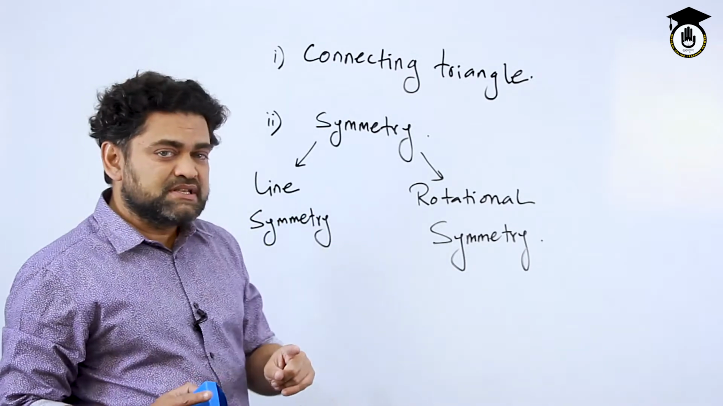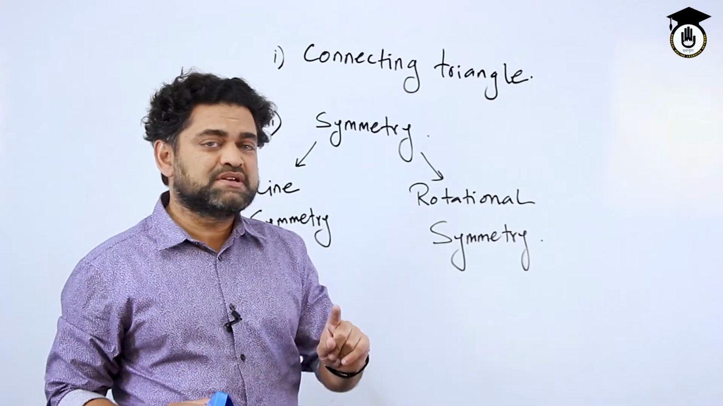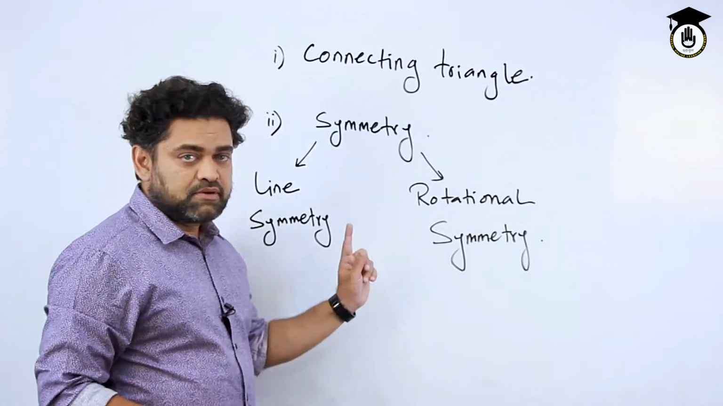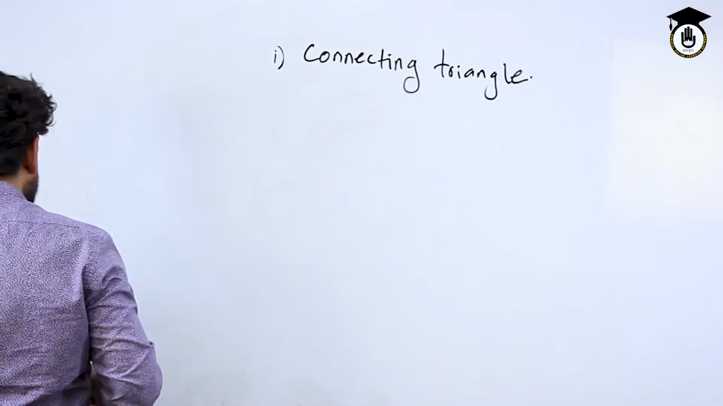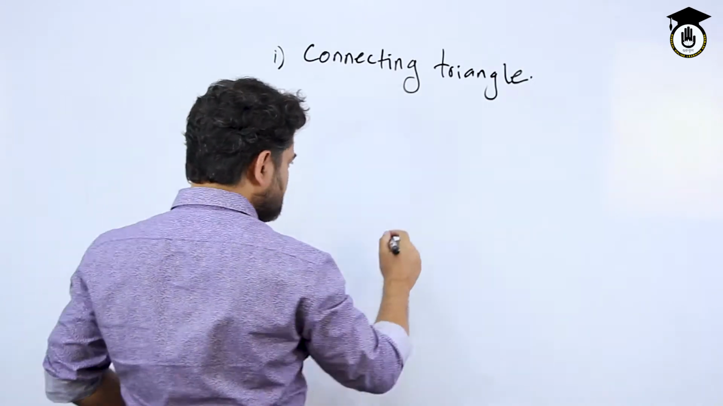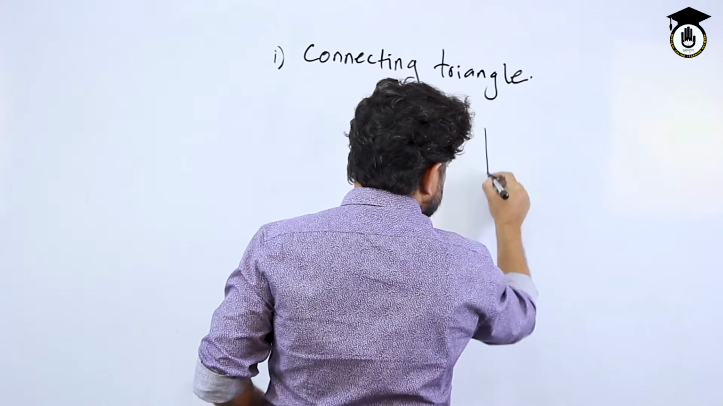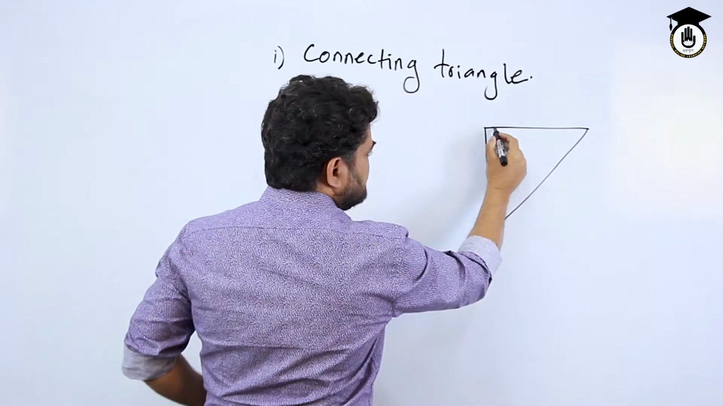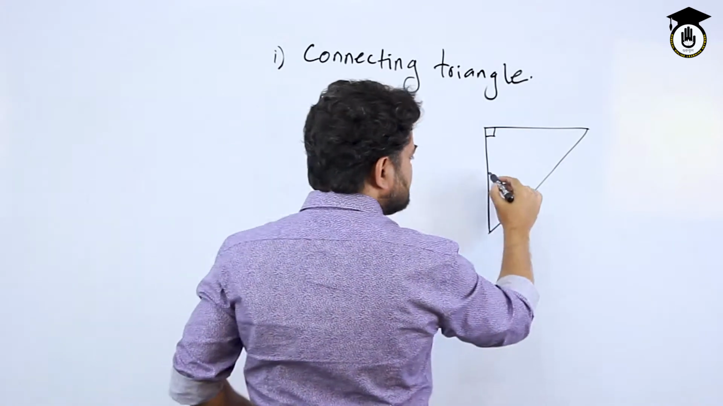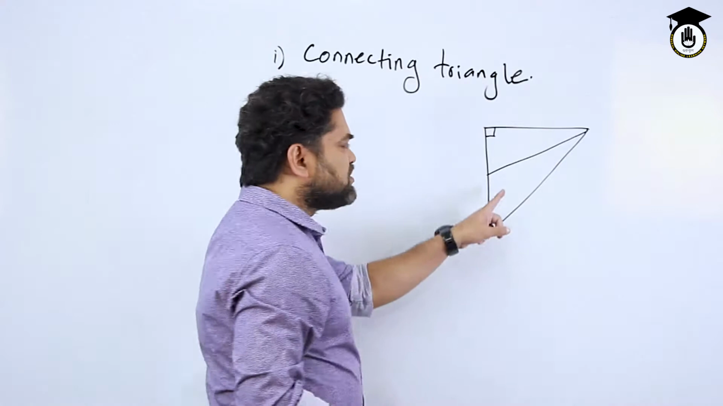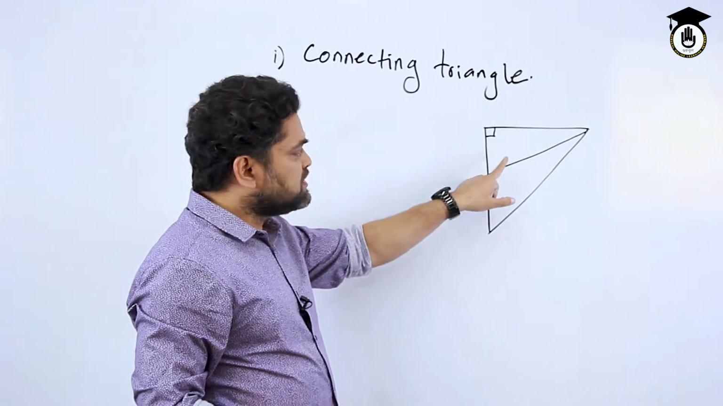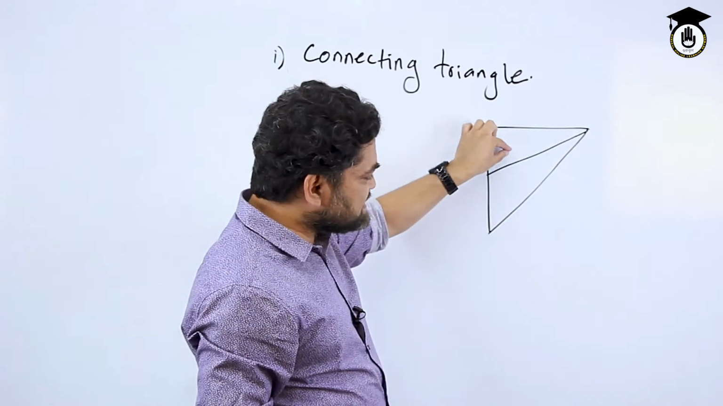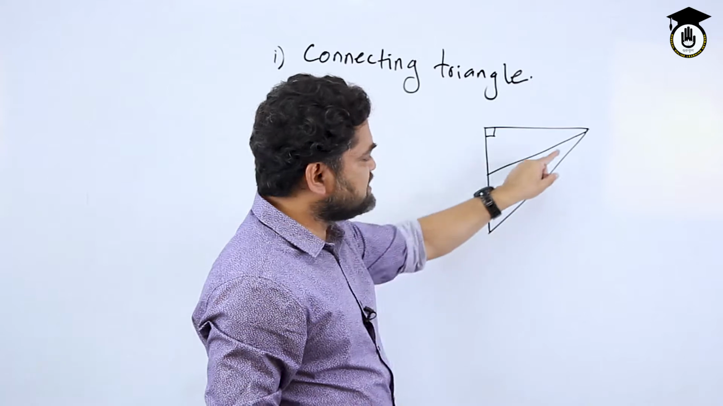Connecting triangle means that I will solve two triangle problems in one diagram, and I will show you while drawing. Look carefully. Suppose I draw a right angle triangle, as I discussed in my last lecture, a 90-degree right angle triangle. Connecting triangle means I draw another line. Now you see one small triangle inside and a bigger triangle outside.